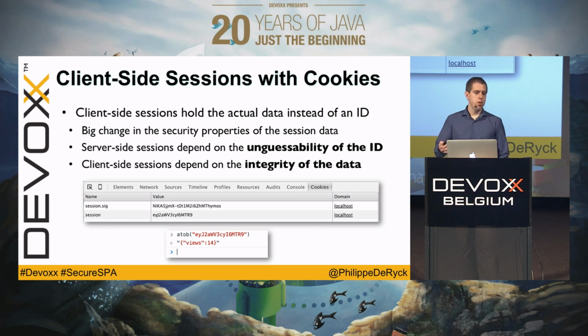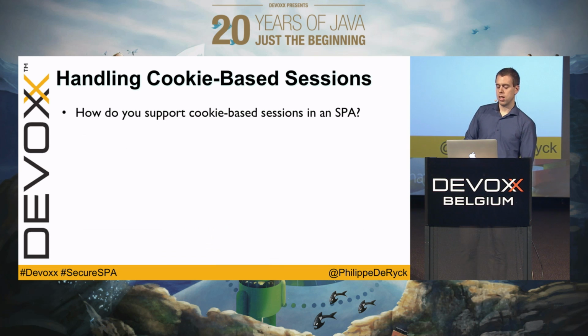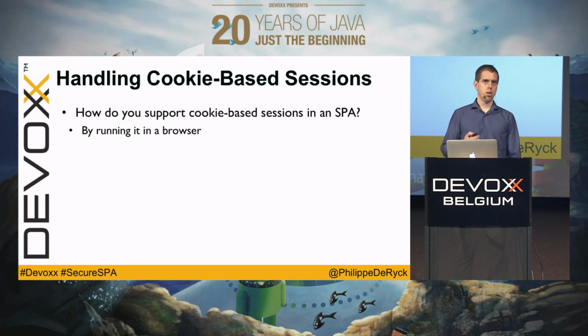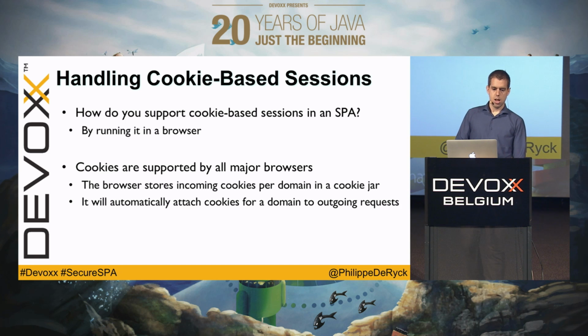So let's say we have our API, and we have client-side session management using cookies. How do you support that in your single-page application? You'll never guess the answer, by the way. It's really, really trivial. You run it in a browser. Browsers are made to support cookies. Every browser does. The browser automatically stores them and automatically sends them, so you don't have to take care of that yourself.